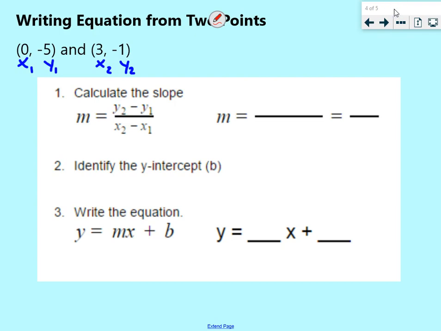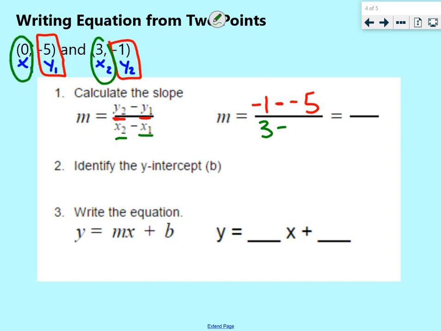Slope is y2 minus y1. So y2 is right here. It's -1. So we do -1 minus y1, which is -5. Then on the bottom we do the same thing but with our x's. So we do x2, which is right there, 3, minus x1, which is 0.